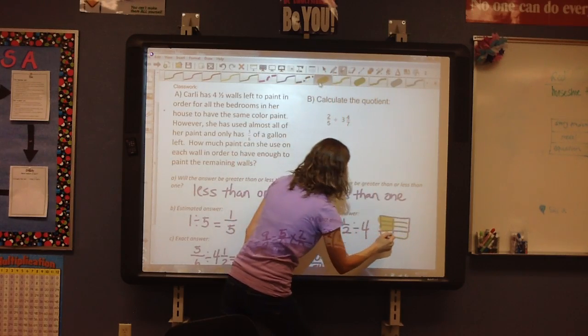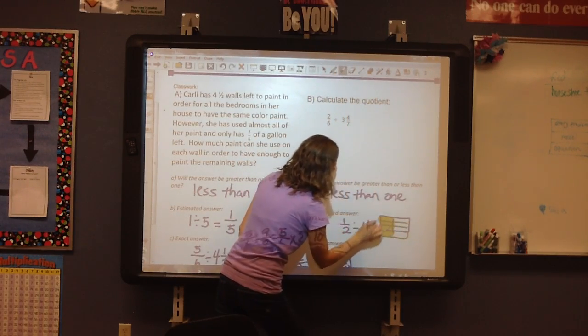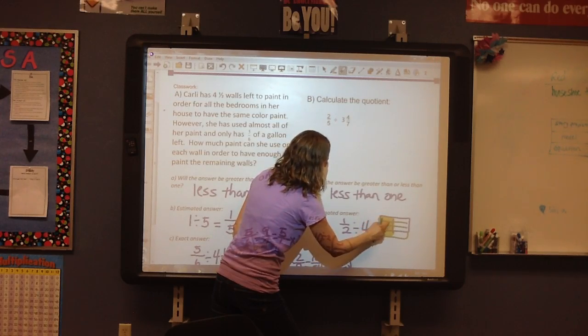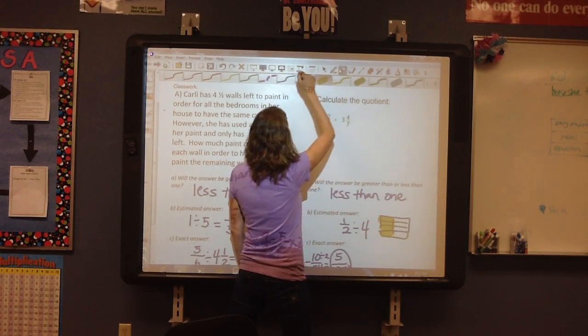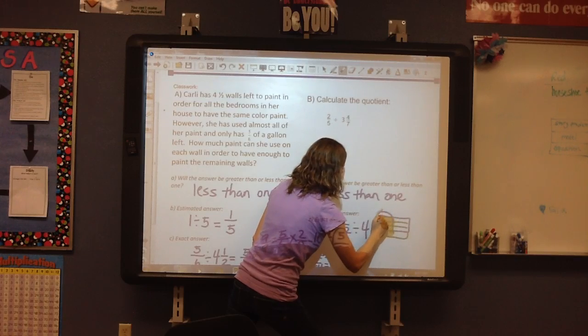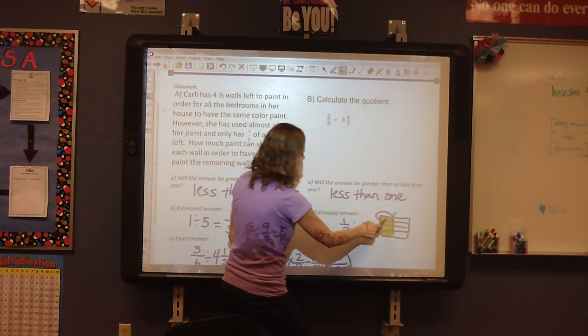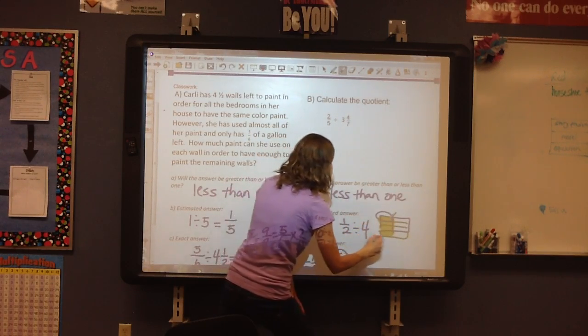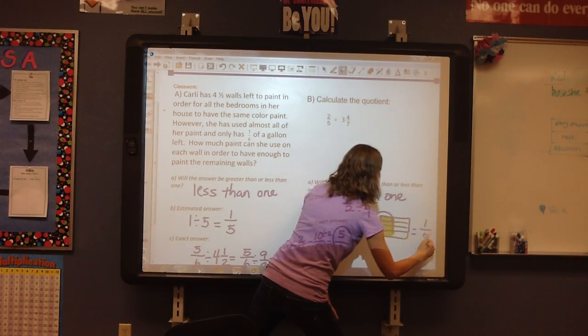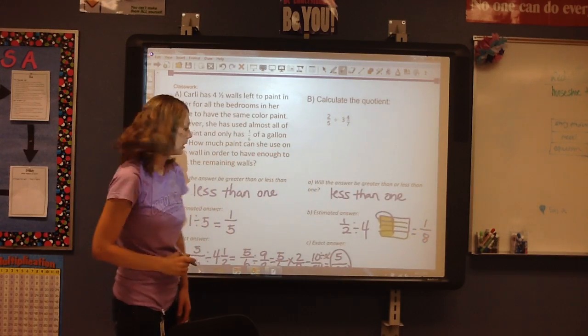Divided into 1, 2, 3, 4. So the answer is this. This is 1 out of 4 of the half, so the answer would be 1 out of 8. So the estimate would be about 1/8.